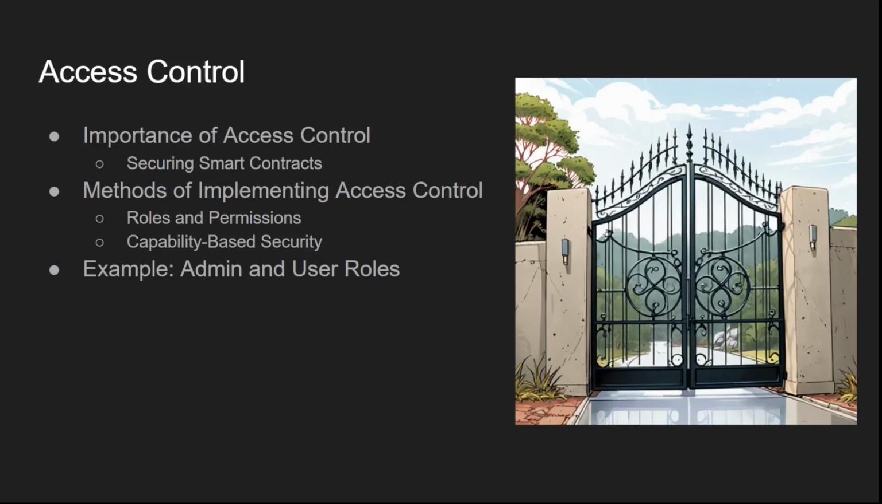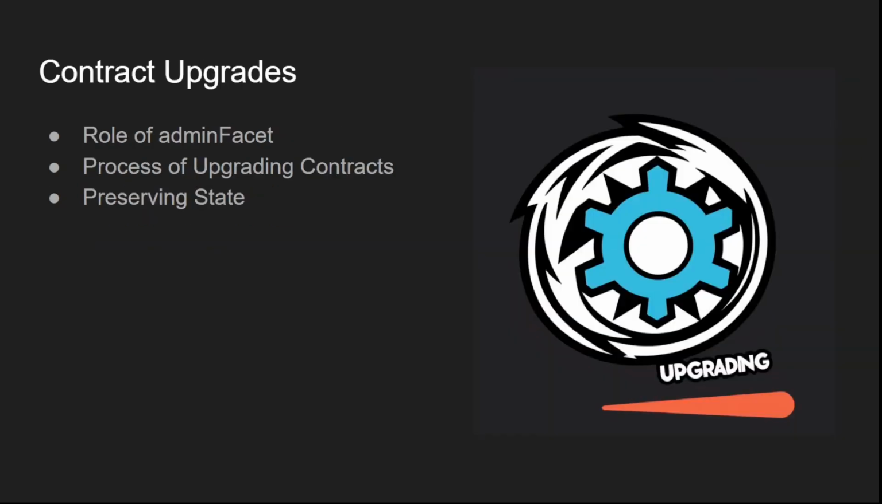Understanding and implementing access control is essential for building secure and reliable smart contracts. Next, we're going to explore how Agoric handles contract upgrades, allowing you to improve and modify contracts while preserving their state. Upgrading contracts is an essential feature that allows developers to improve and modify smart contracts without losing their existing state. Let's start by discussing the role of admin facet in contract upgrades.